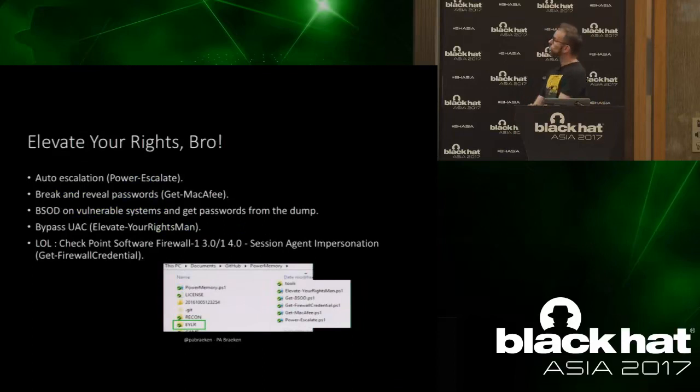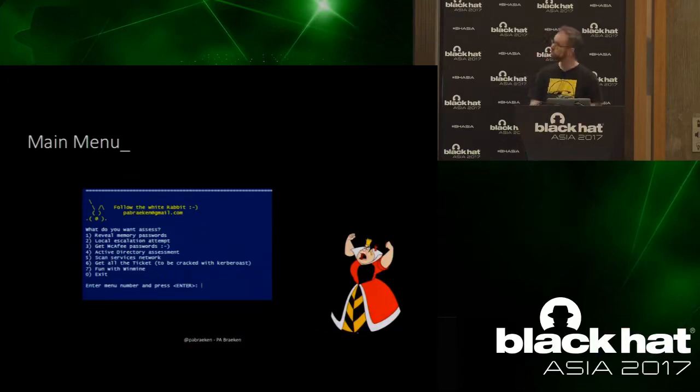You also have a different tool to bypass UAC, to provoke BSOD, which is actually very interesting because by doing this, if you are able to retrieve this BSOD, you will be able to get passwords from this BSOD file by feeding it to PowerMemory. So this is the main menu. You can reveal memory passwords, try local escalation attempt, which is very interesting when you are in a hotel and you want to escalate your rights on a computer you find in the business hall, I don't know. It will use different techniques and try to escalate automatically.